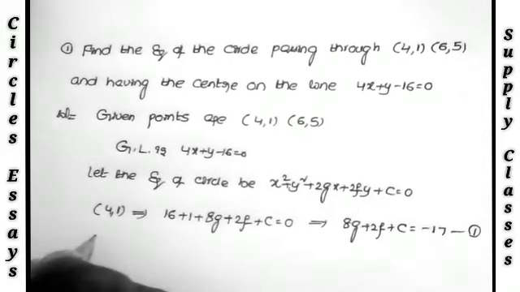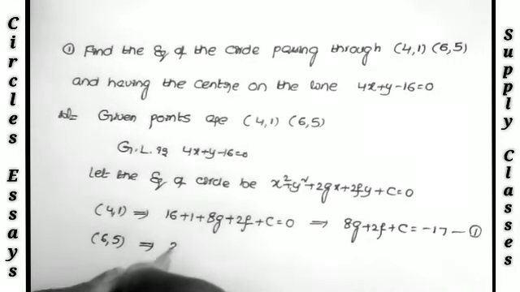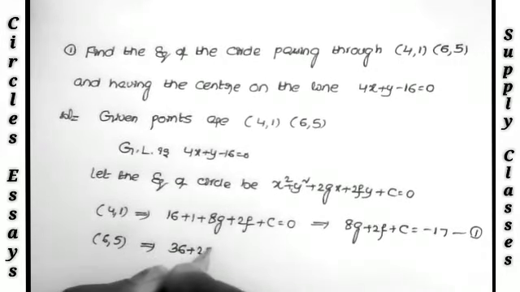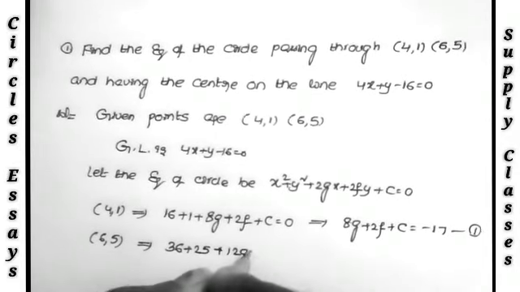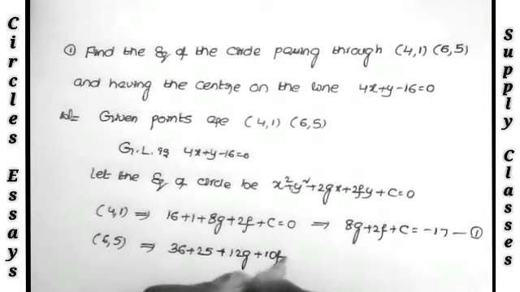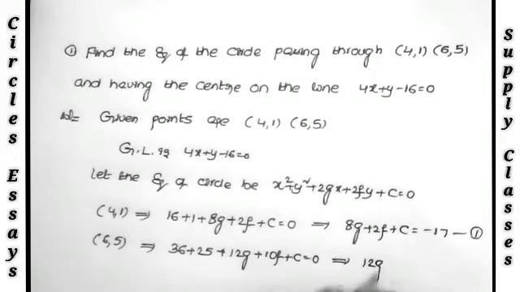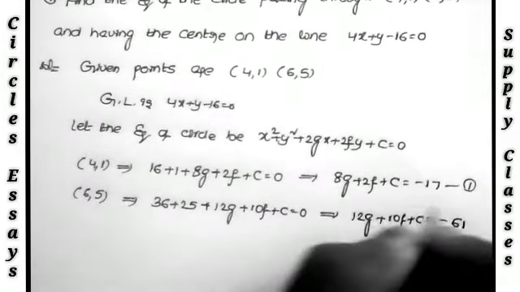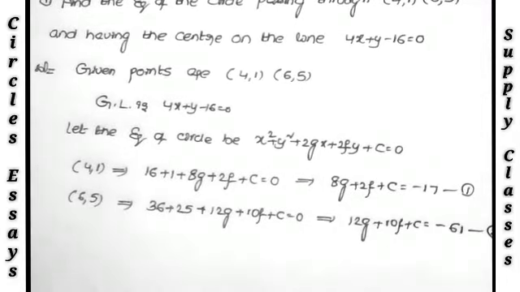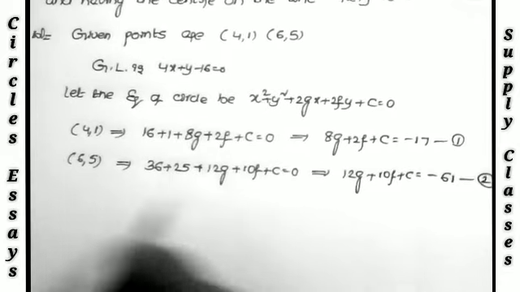Now coming to the second point, so the second point is (6, 5). Now substituting that point, 6² = 36, 5² = 25, 2g × 6 = 12g, 2f × 5 = 10f, + c = 0. That is 12g + 10f + c = -(36 + 25) = -61. Writing that constant to this side, that becomes -61. Okay, so these two are the equations which are formed by substituting the given points in the circle equation.